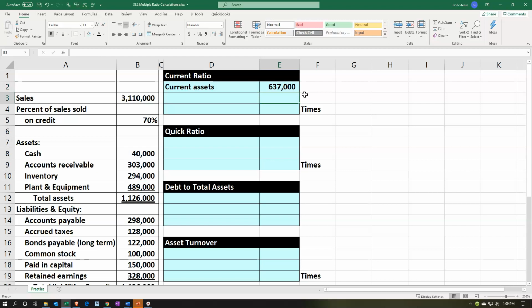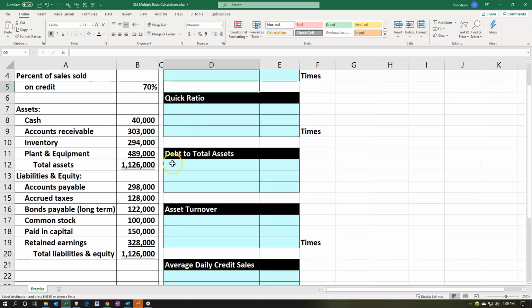I'm just using the sum function a little bit faster with the keyboard. If you use the keyboard, it's going to be a bit faster. We're going to go to the liabilities then. Current liabilities, same kind of thing. We're going to go, okay, which of these liabilities are current?